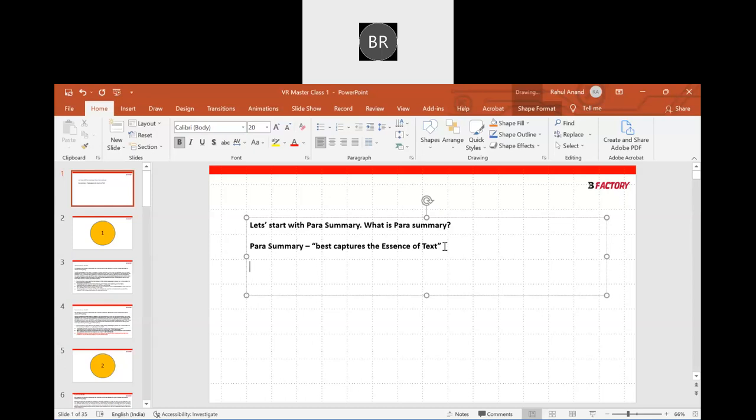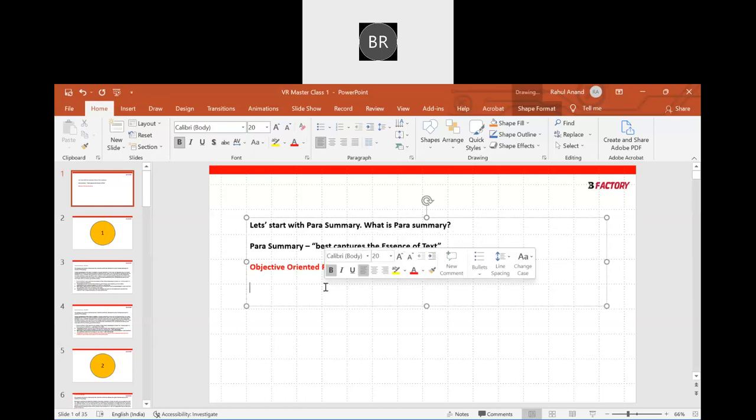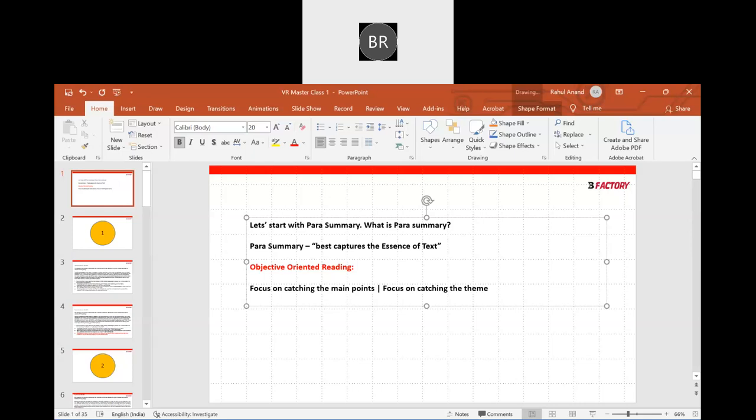So, what kind of reading can we do? Objective-oriented reading will help, first of all. If you want to make short notes, do that. What I'm saying here is not any theoretical approach, it is very practical thinking, which in less time helps get it right in the first shot. That thought process I am sharing with you. Reading should be objective oriented, which means focus on catching the main points, and also focus on catching the theme. Now, dear students, these two things, if understood, make para summary a very easy topic to score.